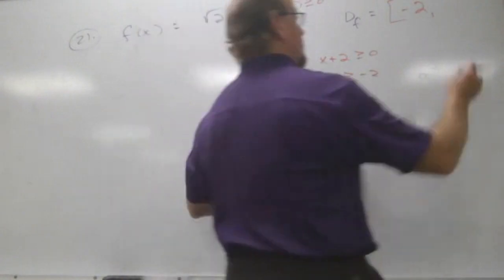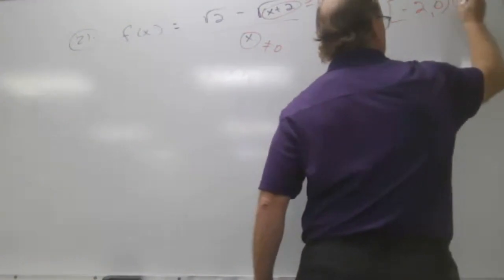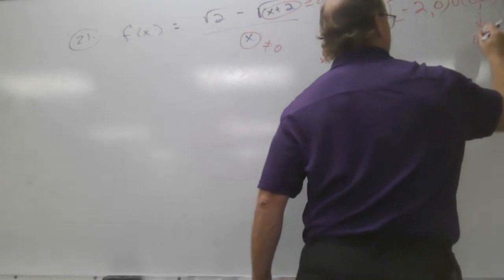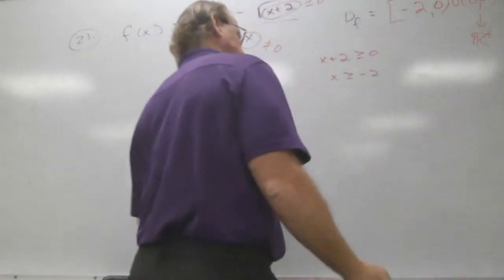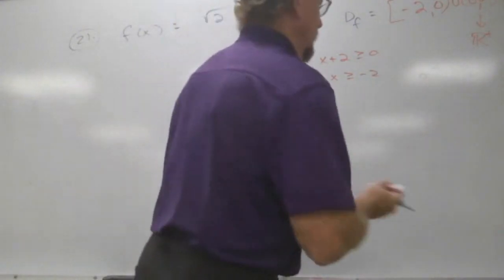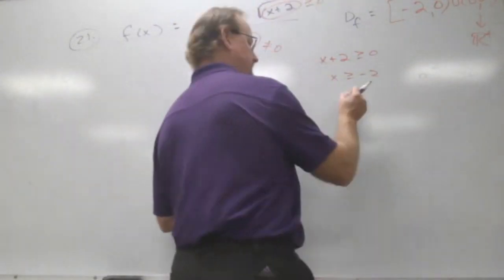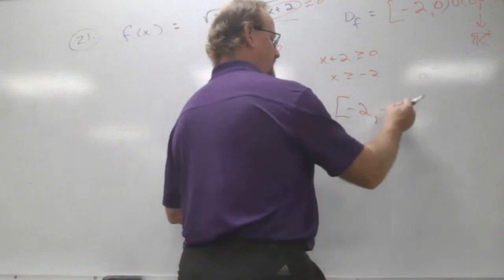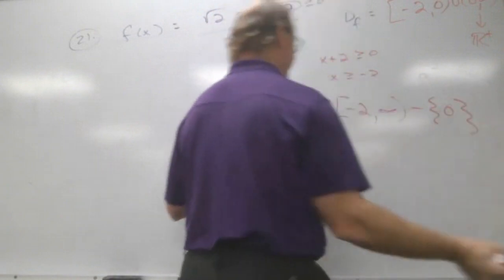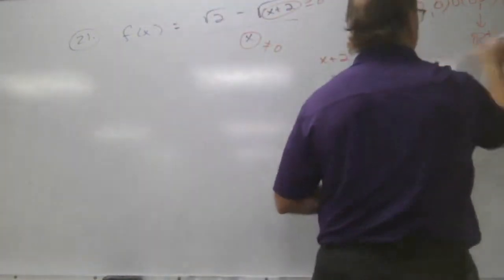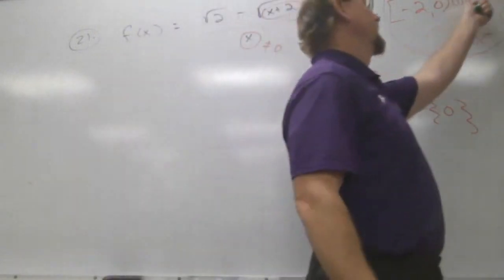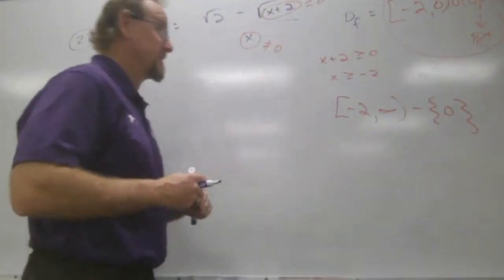Exclude 0. So including negative 2 to not including 0, union not including 0 to infinity. Or if you'd rather call that R plus, you can. But there's no real shorthand to do this. You could also say the domain is negative 2 to infinity minus the set containing 0. That's a little bit more awkward. This is probably good enough, one of these two. Whether you go not including 0 to infinity or call that R plus, I don't care.